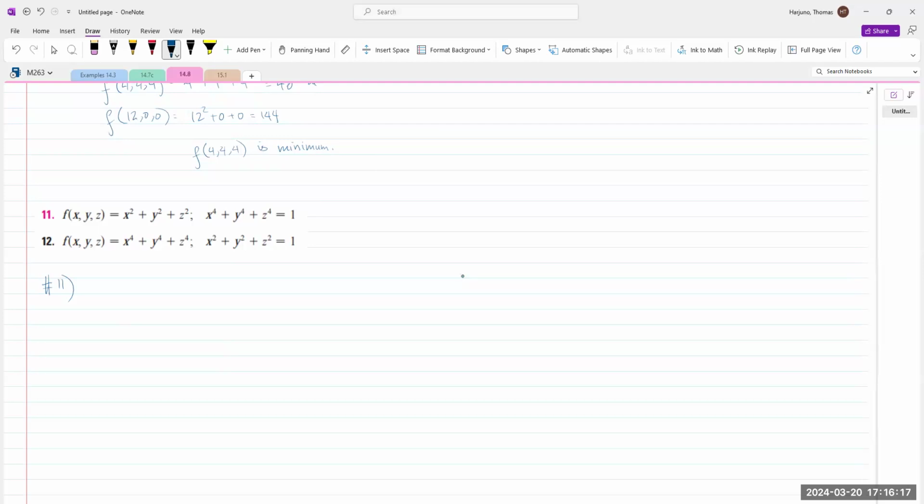We have the function that we need to maximize or minimize, which is x squared plus y squared plus z squared. Remember, that's the function of a sphere, right? So this function actually represents the square of the radius of that sphere. Now the constraint is x to the 4th plus y to the 4th plus z to the 4th equals 1. That's the constraint.